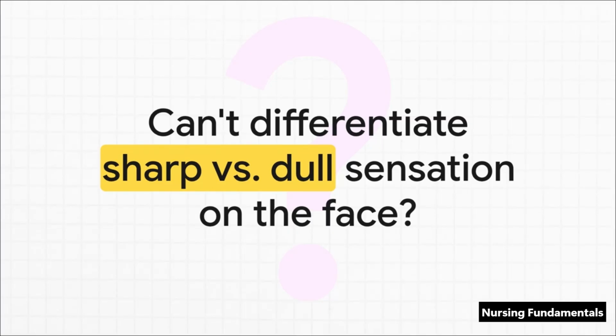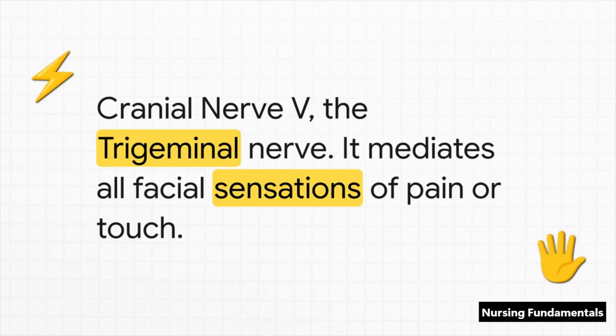All right, here's a classic scenario you will definitely see in practice. Your patient can't really tell the difference between a sharp or dull feeling on their cheek. So take a second. Which nerve are you immediately thinking about? Bingo! If you were thinking cranial nerve 5, the trigeminal nerve, you absolutely nailed it. Sensation for the entire face. We're talking pain, touch, everything.